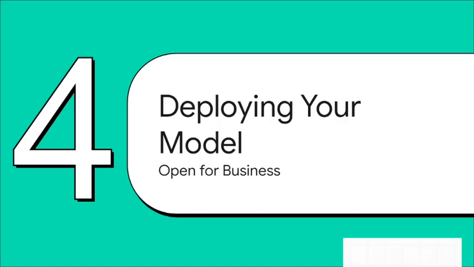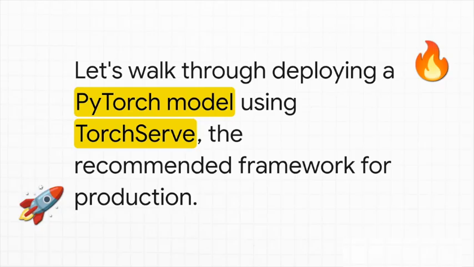Awesome. Your model is trained, it's registered, it's perfect. But right now, it's just sitting on a digital shelf. It's not doing any work. So the next crucial step is deployment, opening up shop and getting it out there to serve real predictions to real users. Now, you can deploy pretty much any model you've registered, but to make this super concrete, we're going to walk through a really common scenario, taking a custom PyTorch model and getting it production ready using TorchServe.